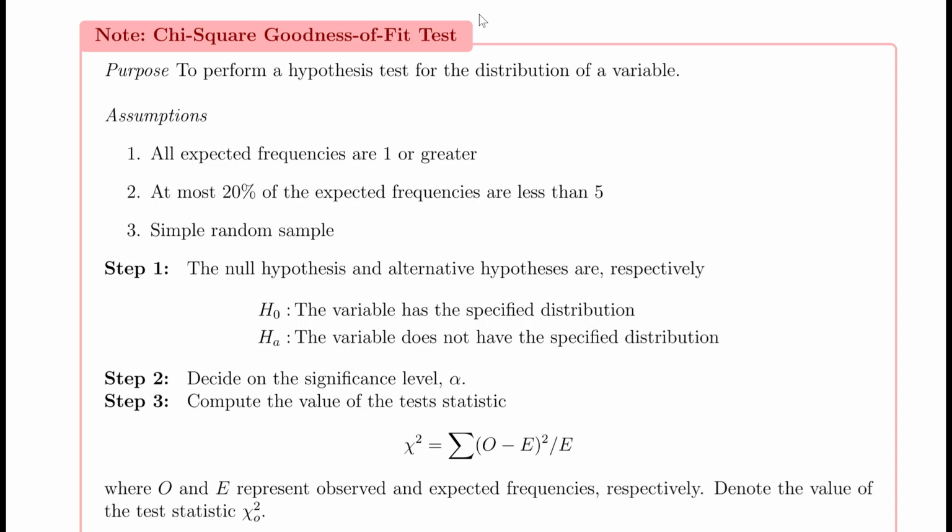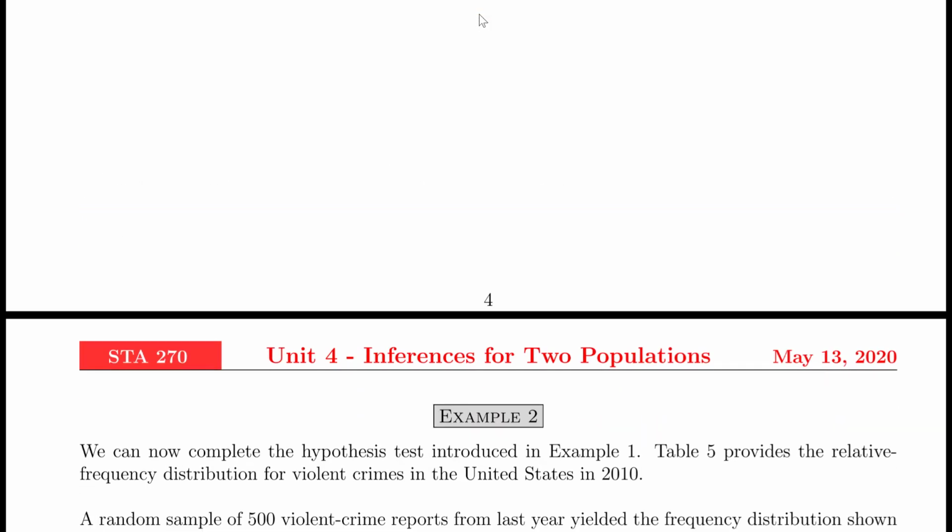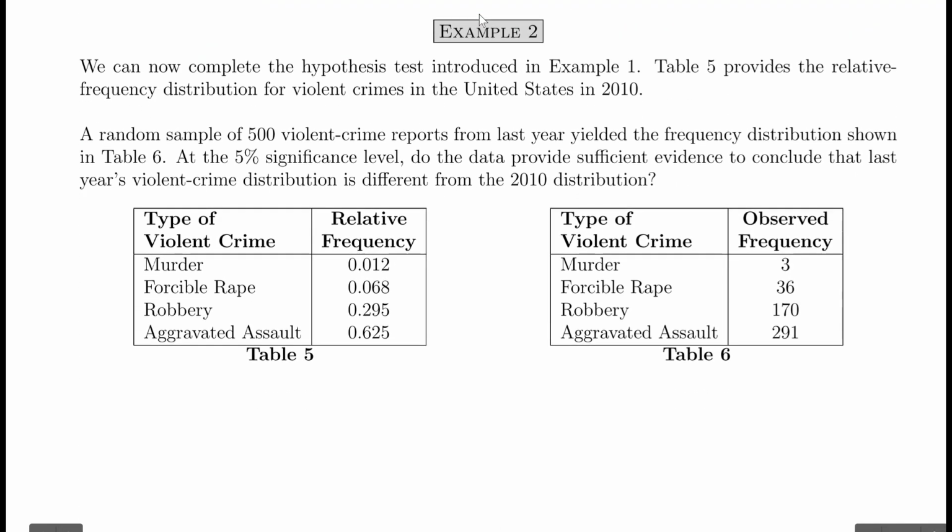So like we were looking at with the violent crimes, our null hypothesis was that the frequencies were the same from 2010 to last year. The alternative hypothesis is that the frequencies are not the same. Then we compute the test statistic, and then we have our critical value approach and our p-value approach. And again, these are both going to be going back to using the table, and that's what we're going to do with example 2.